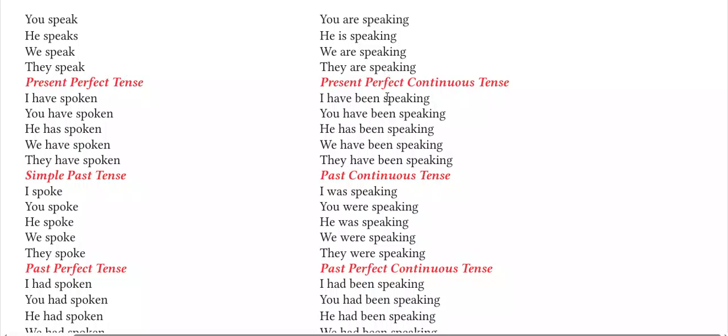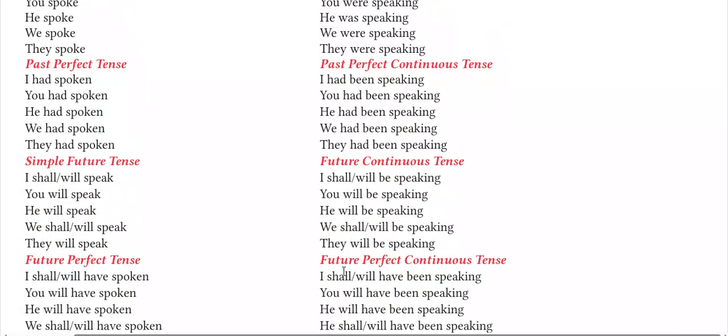In present perfect tense to present perfect continuous tense, how will they change: I have spoken, I have been speaking; you have spoken, you have been speaking; he has spoken, he has been speaking; we have spoken, we have been speaking; they have spoken, they have been speaking. Simple past to past continuous: I spoke, I was speaking; you spoke, you were speaking; he spoke, he was speaking; we spoke, we were speaking; they spoke, they were speaking.